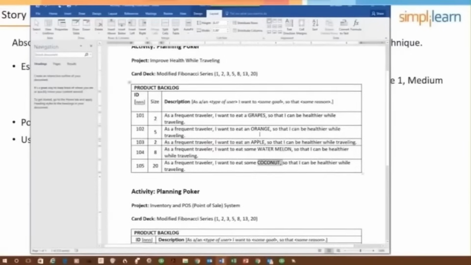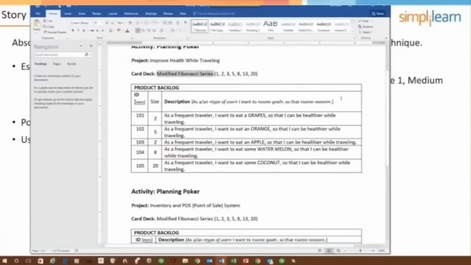Well, if we then looked at an orange and we said, well, orange is smaller than apples but bigger than grapes, so we would know this would fit in between grapes and apples. And so let's say we had apples at 5 and grapes at 2, then we would say an orange is probably going to be 3. And the values, in our example, I used the modified Fibonacci series.